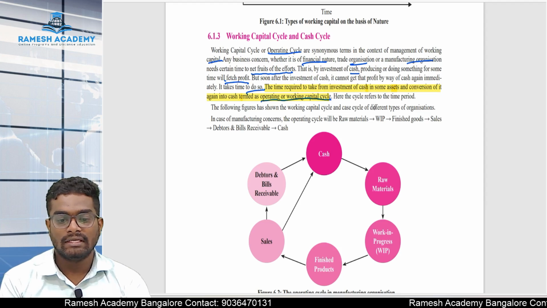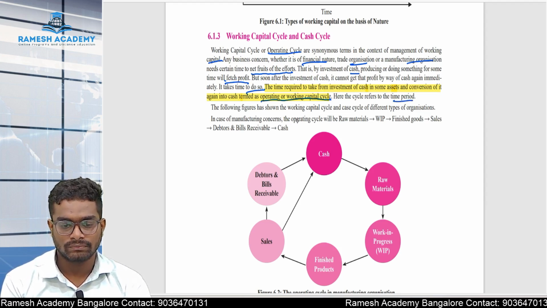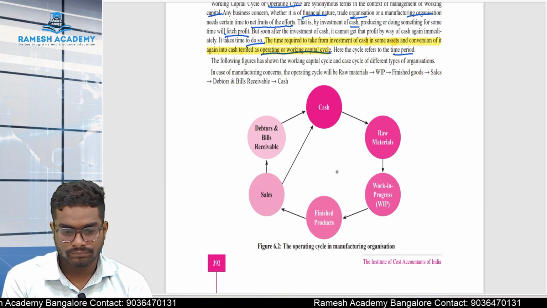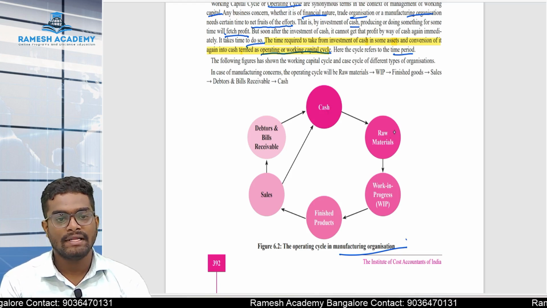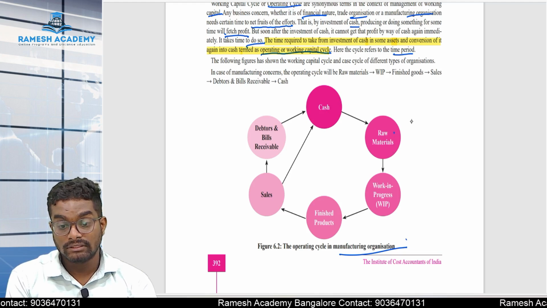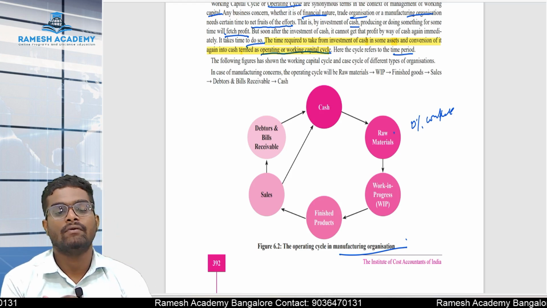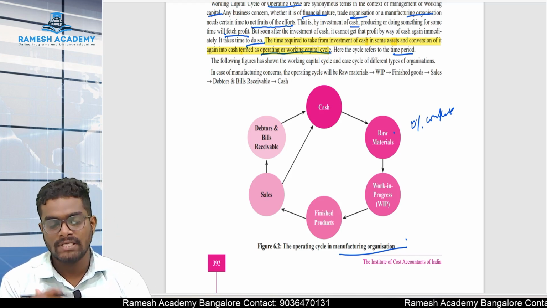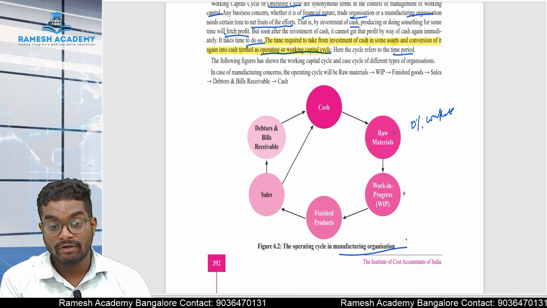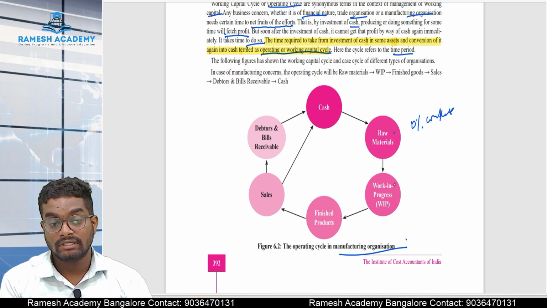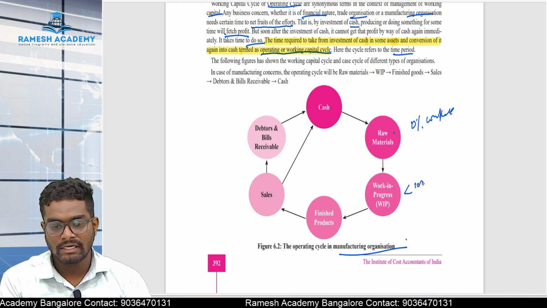Okay, hence the cycle refers to a time period. The following figure shows, if it is a manufacturing concern, first I have the cash, I will buy the raw materials, then this is 0% complete, which means I didn't work anything. Now I'll hire employees, pay them salary, I'll have some direct expenses and make them work on it. So obviously the next step will be work in progress, which is less than 100%.